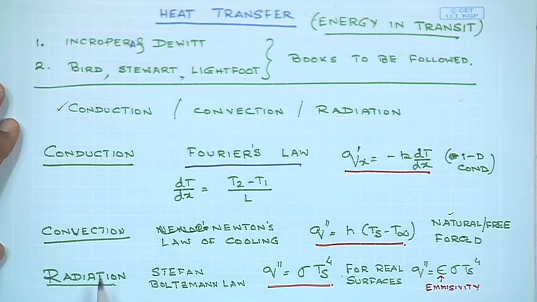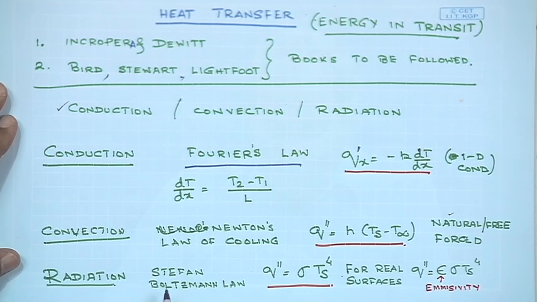The third one, and it still requires the presence of a medium. The third one is radiation, which does not require the presence of a medium, and therefore, the common law of radiation, which expresses the amount of heat which gets transported as a result of the temperature of the substrate, is given as sigma, the Stefan-Boltzmann constant, times Ts to the power 4, where Ts is the temperature of the solid substrate in Kelvin.